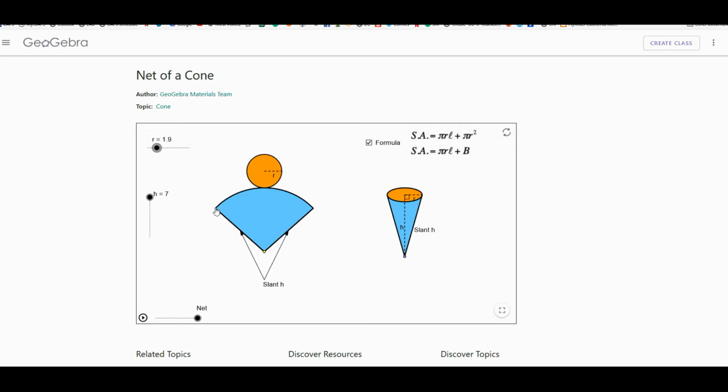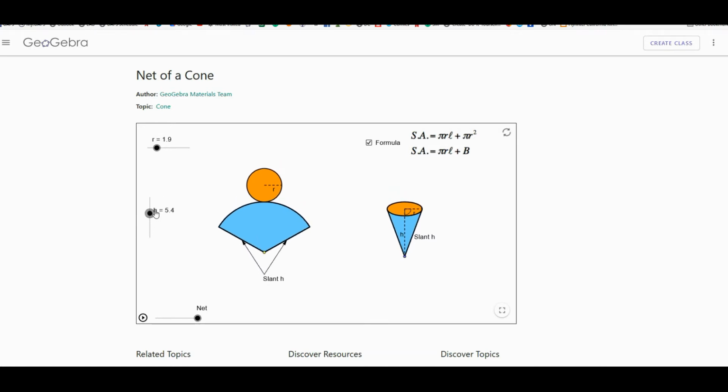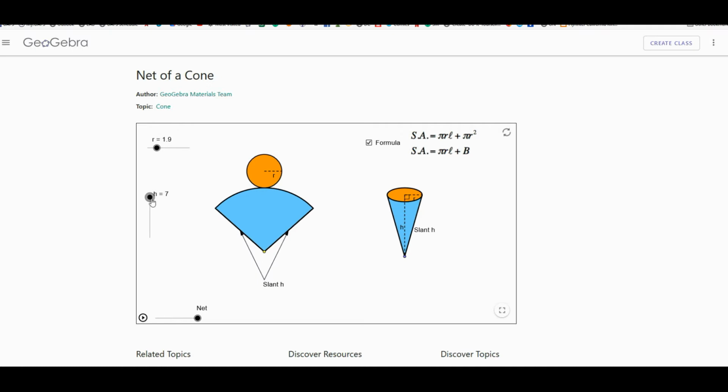How big this curve is right here is, remember, it was originally wrapped around that circle. So the arc length of this arc of the circle is the same as the circumference of that little circle. Now there's two different radii here. The radius of the circle here we're going to call R, and the radius of this sector we're going to call L, which is the slant height. And notice that we have a Pythagorean relationship between the height of the cone, H, and R and L. Here we can change the height, which changes the slant height.